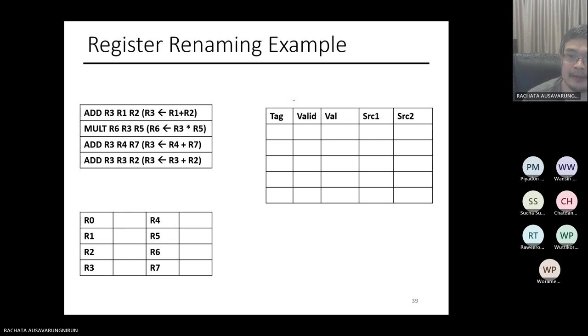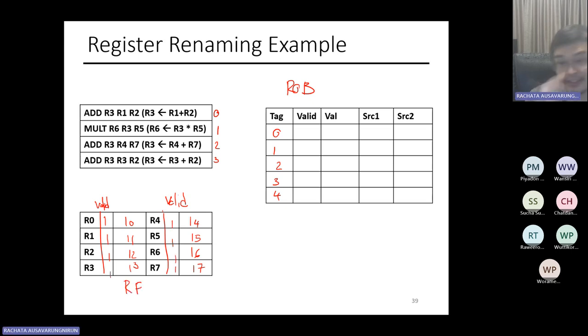Now, this is a reorder buffer, right? The tag is just a running number being used to search. So let's say 0, 1, 2, 3, and 4. And let's call these instruction 0, instruction 1, instruction 2, and instruction 3. When you first fetch the first instruction, let's assume the registers have the values 10, 11, 12, 13, 14, 15, 16, 17. The valid bit originally is going to be a 1. Everything is valid. And this is your register file.